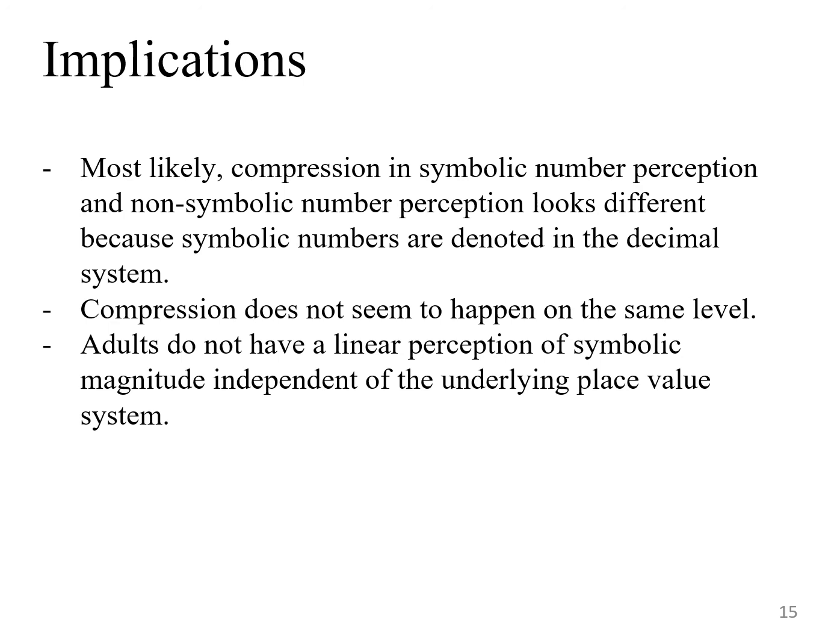Second, we think that the compression which leads to the different patterns in both domains probably does not happen on the same level. Finally, we think that adults do not have a linear perception of symbolic magnitude independent of the underlying place value system. If they had, they would have been able to place the indices on the ruler in a more linear fashion. Why does this matter to you? Because if participants in your studies have to deal with numbers, it is important to know how they perceive them.